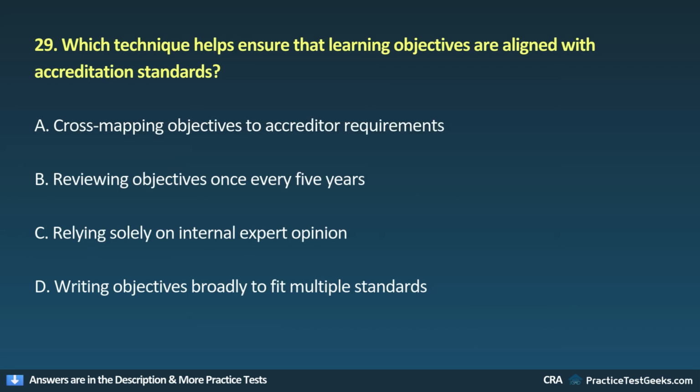29. Which technique helps ensure that learning objectives are aligned with accreditation standards? A. Cross-mapping objectives to accreditor requirements. B. Reviewing objectives once every 5 years. C. Relying solely on internal expert opinion. D. Writing objectives broadly to fit multiple standards.